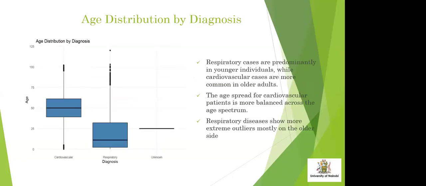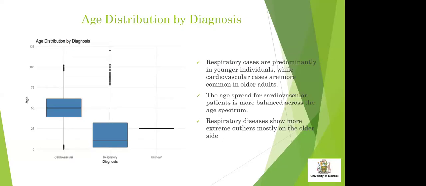On the age distribution, this is now the bivariate analysis, age distribution by diagnosis. You can see the respiratory cases are predominantly in younger individuals, as we noticed in the first case. While cardiovascular cases are more common in the elderly, which is usually the case. Cardiovascular diseases are usually common among the elderly as compared to respiratory diseases.